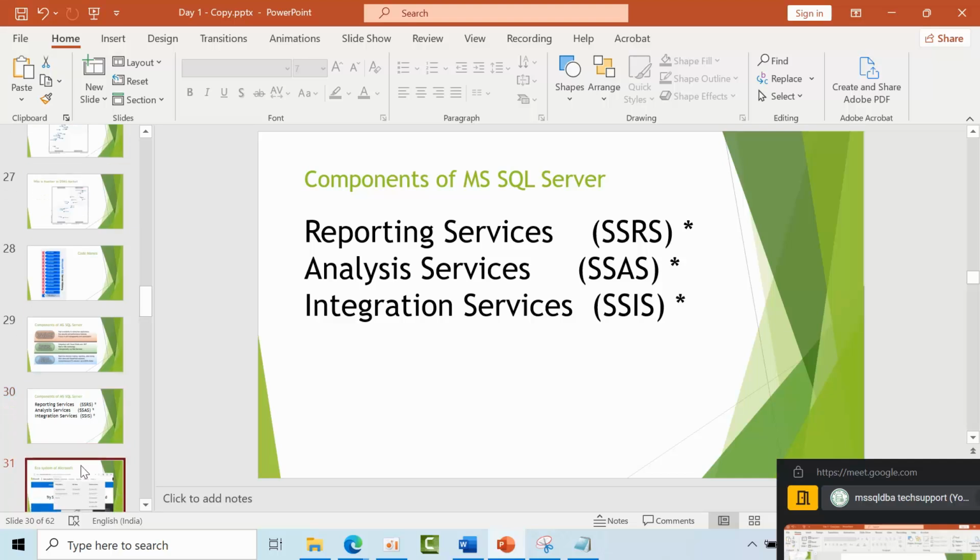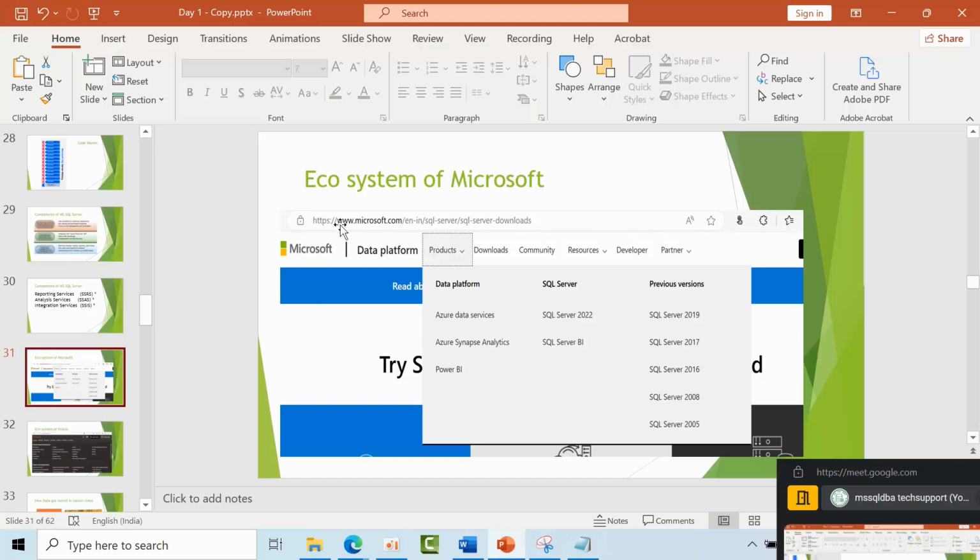Now, if I go to the Microsoft website and see the ecosystem, there is the data platform, data services, Synapse Analytics, Power BI. Coming to on-prem, SQL Server 2022 and all these versions. Sir, it's like Enter the Dragon. Once you enter, you cannot come out. Why? Because all these things are available in Microsoft only. Sir, is Microsoft the only one doing this? No, sir. Other companies are also doing the same.